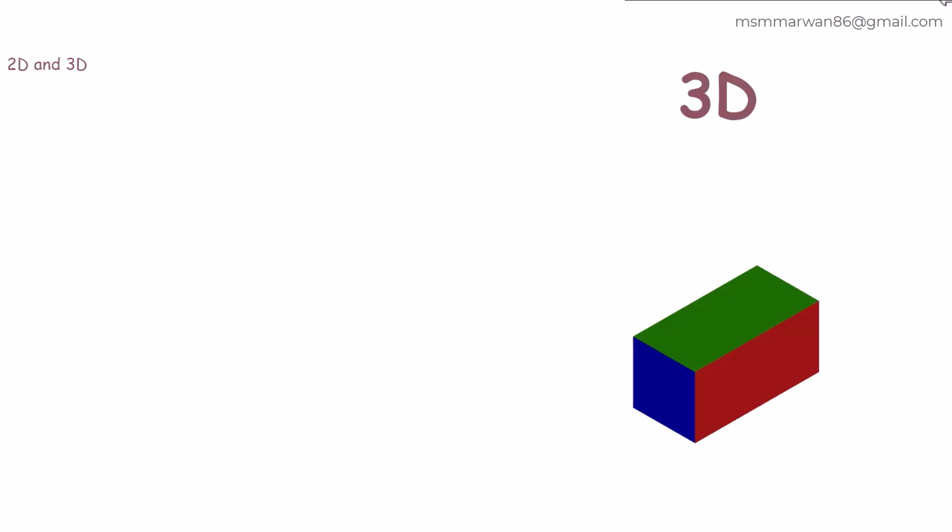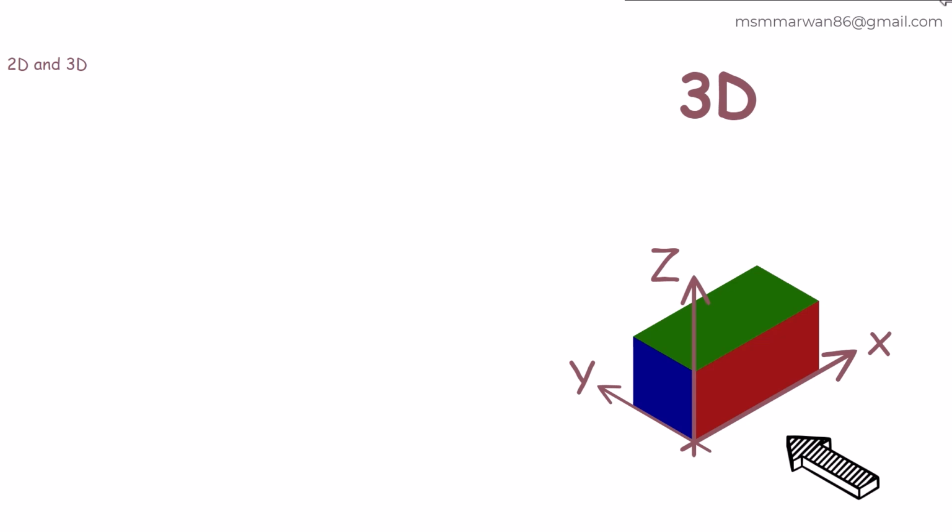Let's understand the difference between 2D and 3D. We say 2 dimension and 3 dimension. Now, here I have a 3D cuboid and this is a 3D object. Why do we say this is 3D? Because here I can see the x-axis, y-axis and z-axis.